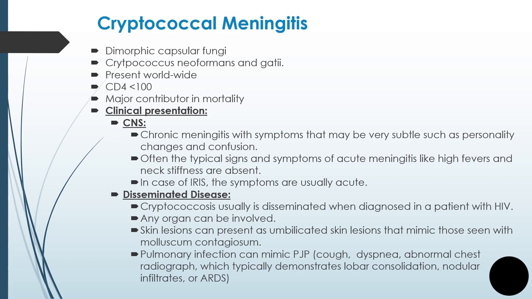Now, outside the CNS, cryptococcus can involve the lungs, skin, liver, or any organ, and is usually disseminated when the diagnosis is made in patients with HIV. Skin lesions present as umbilicated skin lesions that mimic the lesions of molluscum contagiosum. Pulmonary infection is difficult to differentiate from PCP due to the presence of cough, dyspnea, and abnormal radiograph, which typically demonstrates lobar consolidation, infiltrates, or ARDS.